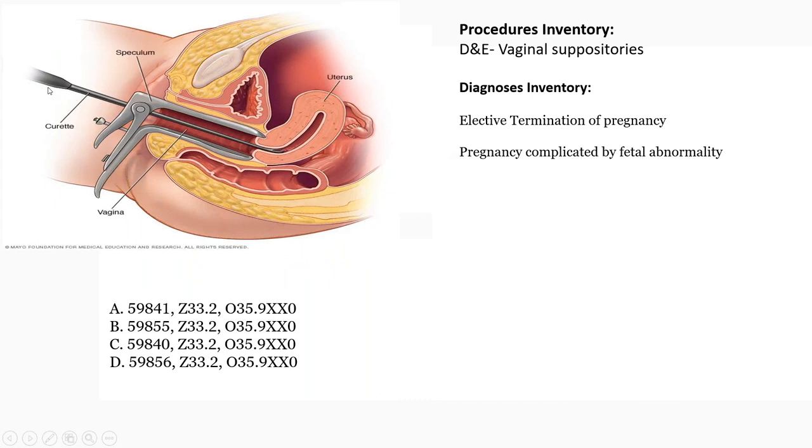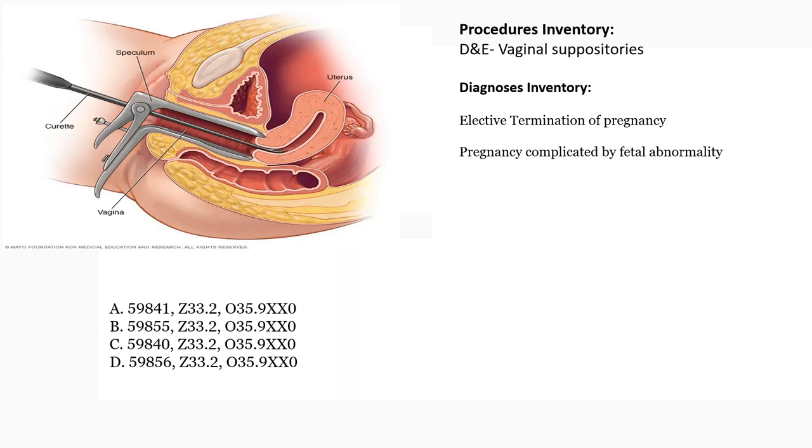And let me tell you what a dilation and evacuation procedure actually is. Dilation and evacuation is the dilation of the cervix and the surgical evacuation of the uterus after the first trimester of pregnancy. This is a method of abortion as well as a common procedure used after a miscarriage to remove the pregnancy tissues.